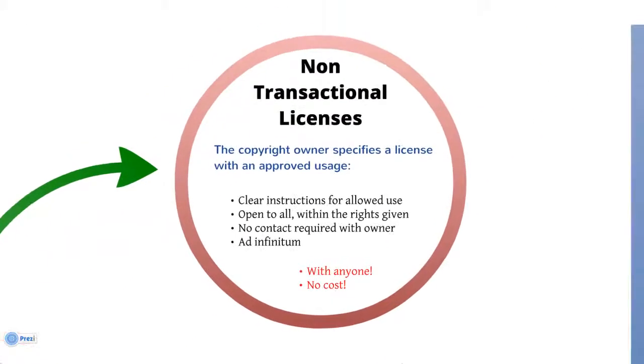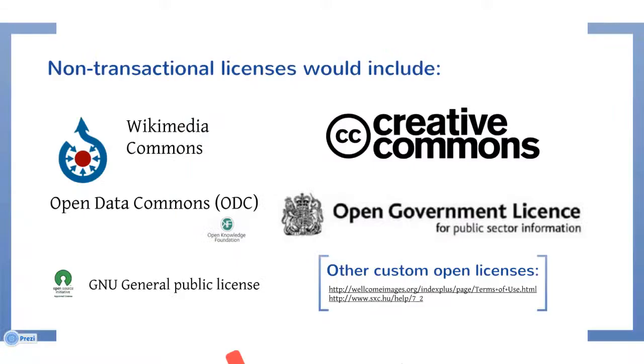Providing an open license meant that the license was non-transactional. It was just simply clear instructions for showing any potential user how they could use them. It would be open to all, as long as you stayed within the rights that were clearly specified with the material. So you didn't need to make any contact with the owner, and once you had used it, the permission would last ad infinitum. But the key things here were that the license was available for anyone, it was completely open, and there was no cost, so it was free.